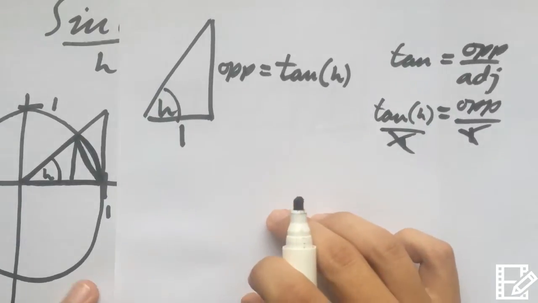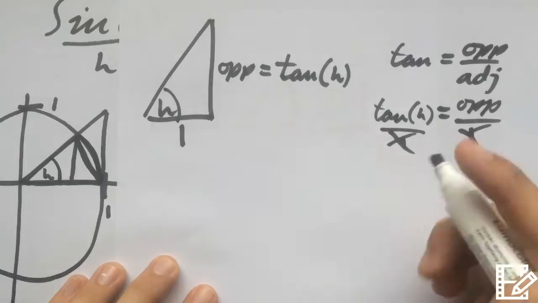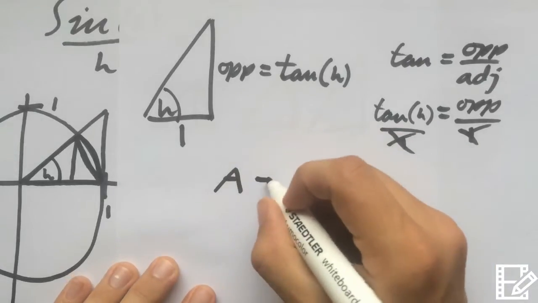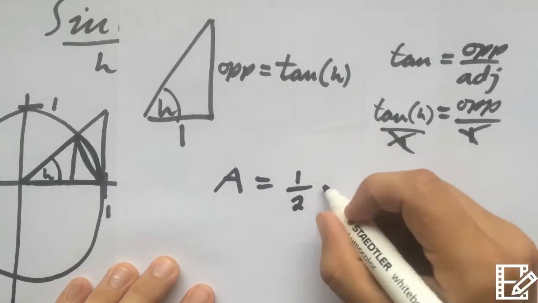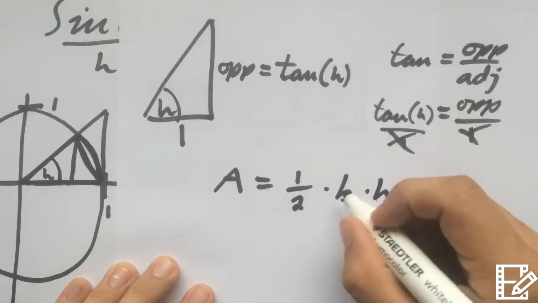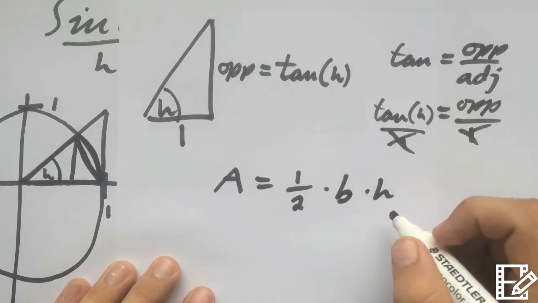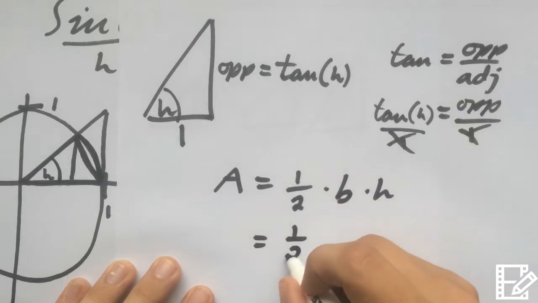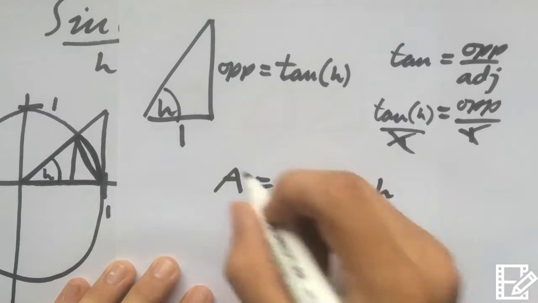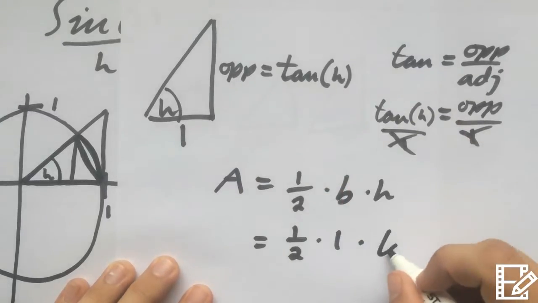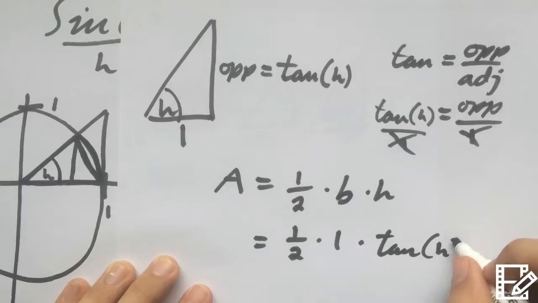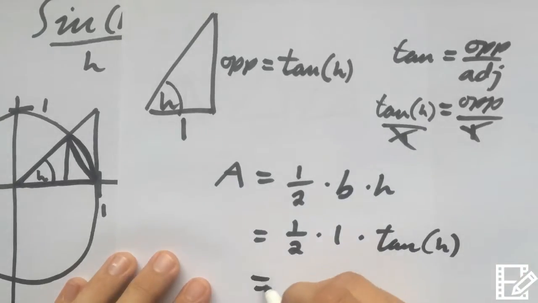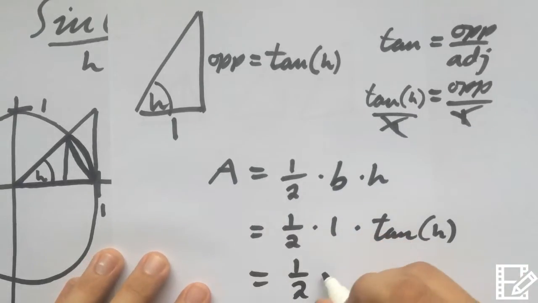Now that we know that, we can find the area. Like I said before, the area is half, multiplied by the base, multiplied by the height. And what we're left with is half multiplied by 1, which is the base, multiplied by the height, which is tan h, which equals half tan h.